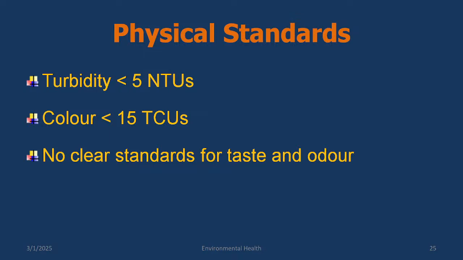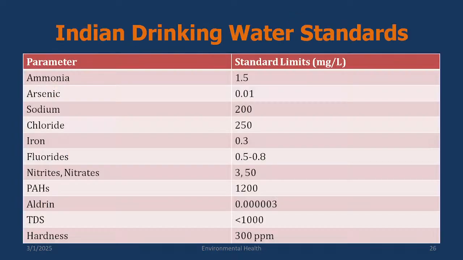There are no clear standards for taste and odor. The taste should be acceptable. The odor should not be so bad that people reject it, right? And there is no very clear guideline for this. For chemicals, there are written guidelines for ammonia, arsenic, sodium chloride. You can see here for pesticides especially, the standards are very strict. Aldrin is one of the very common pesticides used, and see, only nearly 3 ppm, less than that is a cutoff.